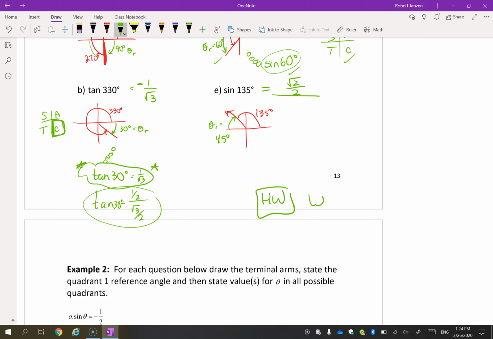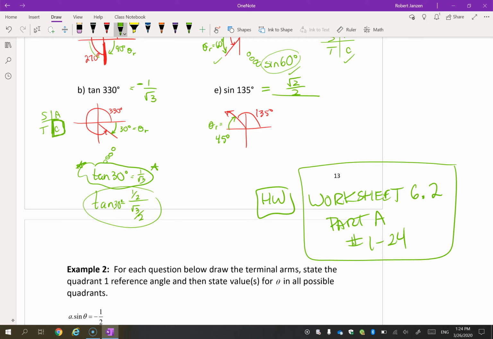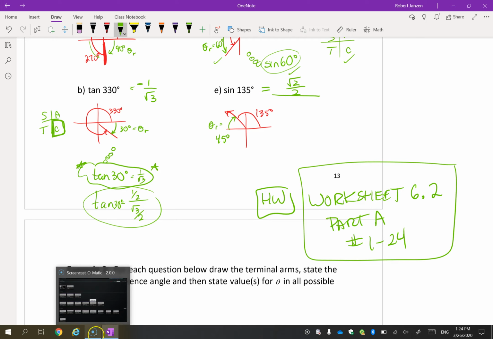Your homework is a worksheet that I have posted. Let me just quickly check, it should be part A. I think it's called worksheet 6.2. It's the first worksheet listed in this unit under trig. I would like you to do all of them. I believe there are 24 questions. Yeah, numbers 1 to 24. So practice that, and then we'll continue this lesson next.